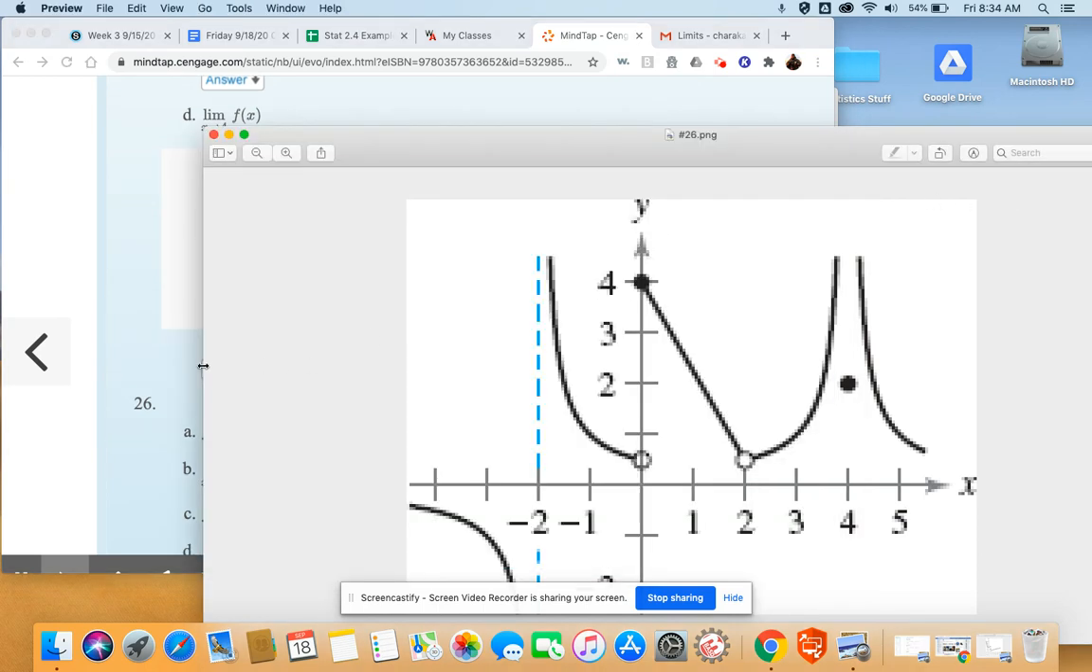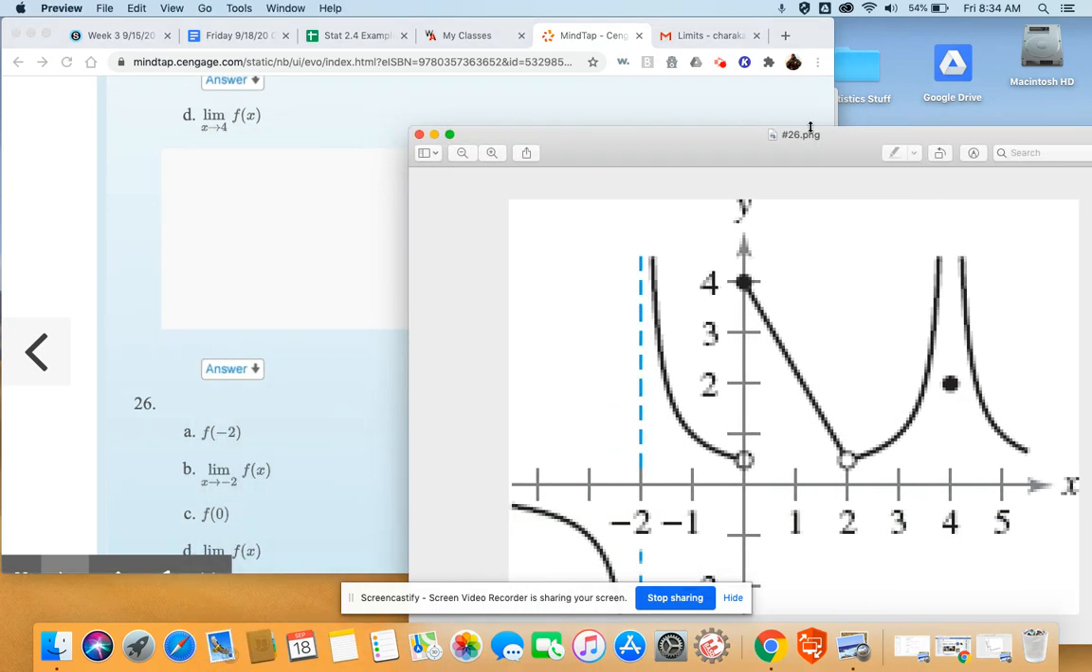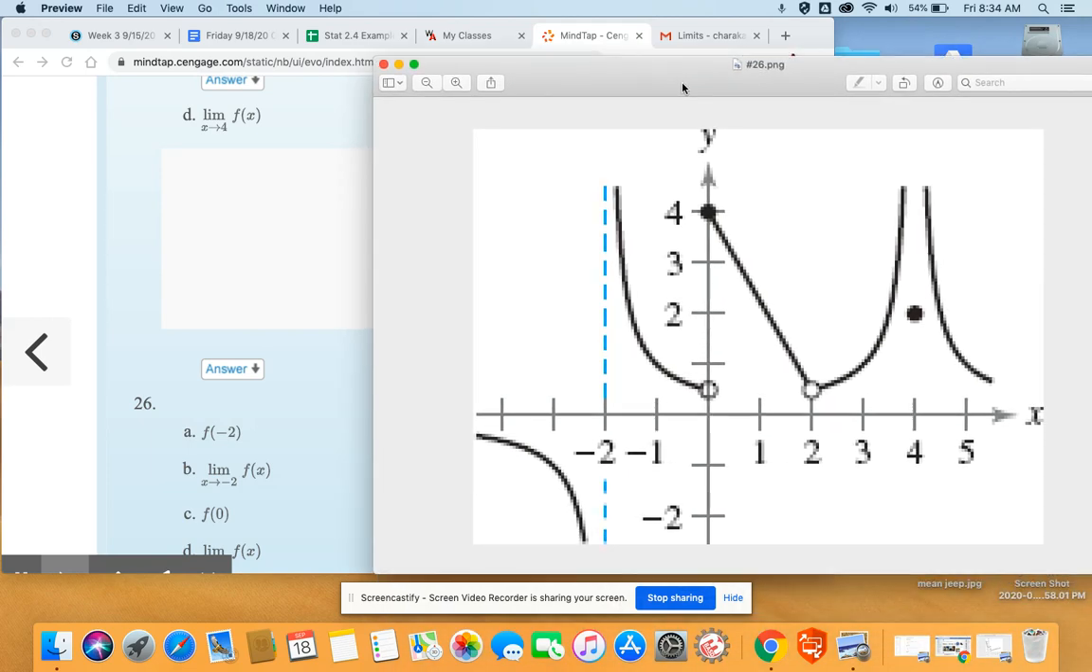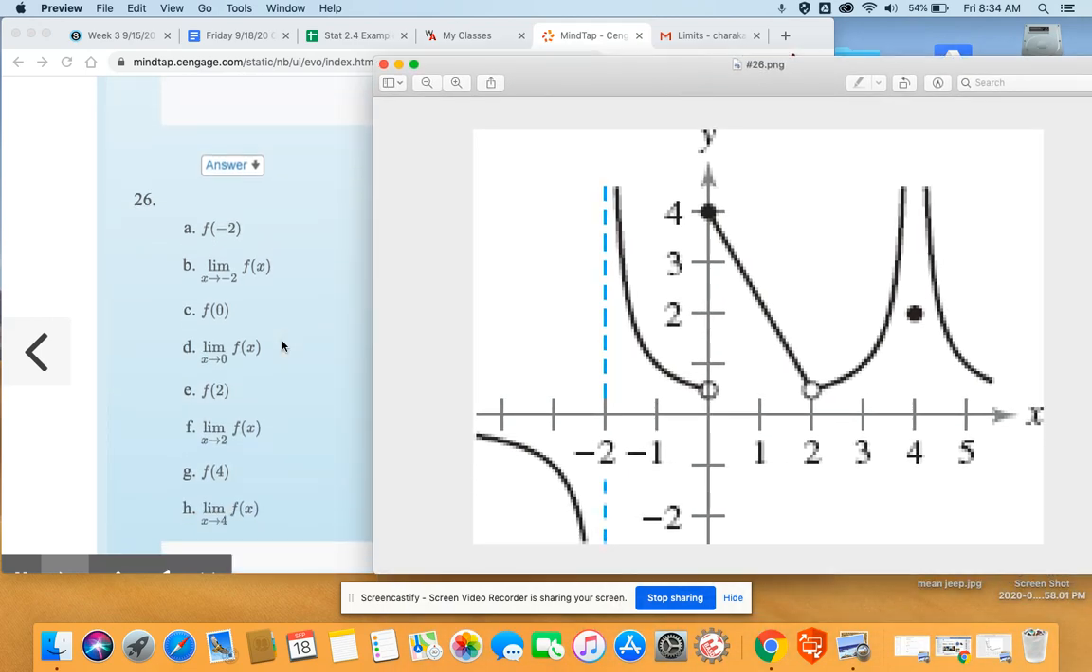Just grab this and drag this a little to the right so we can see the questions a little better. So they give us a considerably more complicated graph and more questions to ask, but it's really the same question. What is f of -2? Well, at -2, we see this blue dotted line. That's a vertical asymptote. The answer to letter A is does not exist. There is no value at -2.